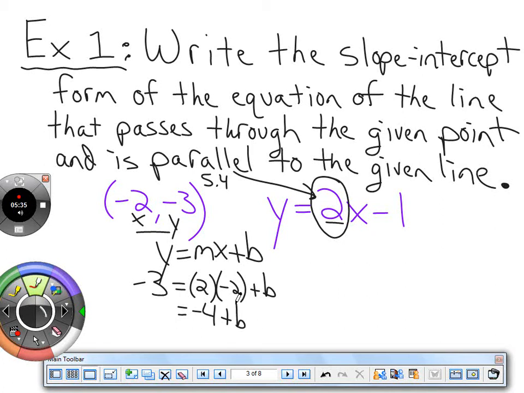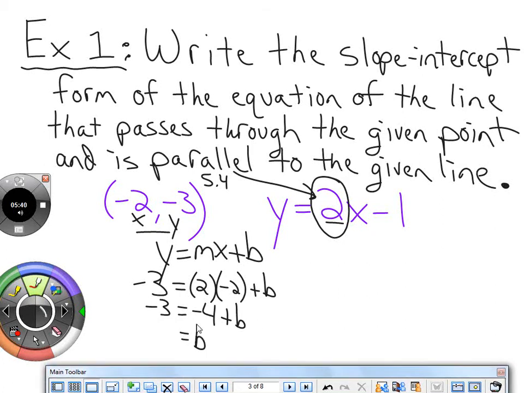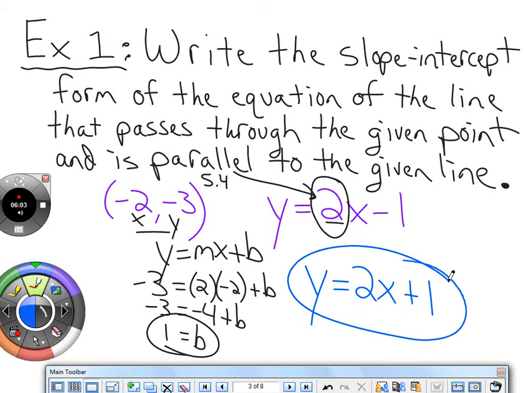-4 plus b equals -3, and then I'm going to add the 4 over. So if I add 4 to this, that's going to be 1. Okay? So my b equals 1. My slope was 2. So that means the equation of the line for this situation is y equals 2x, and then the b is 1, so we say plus 1, and that's your final answer. So we borrowed the slope, we used the point, we wrote the equation of the line.